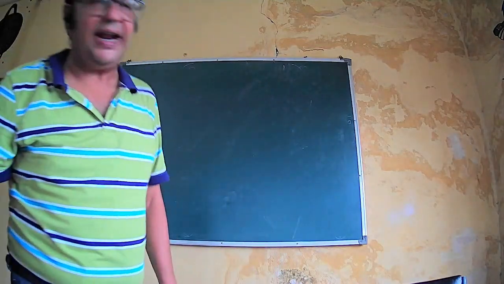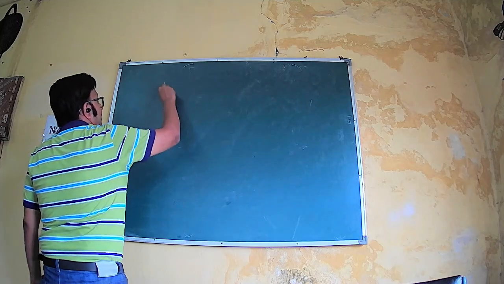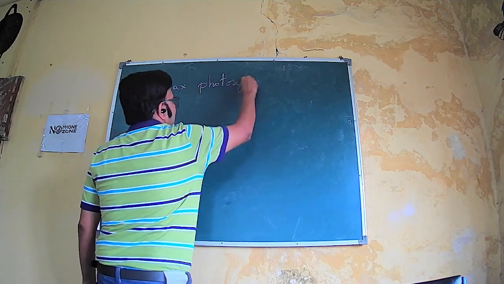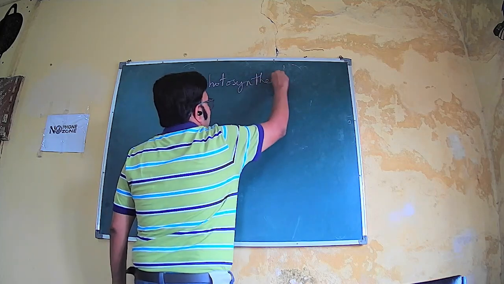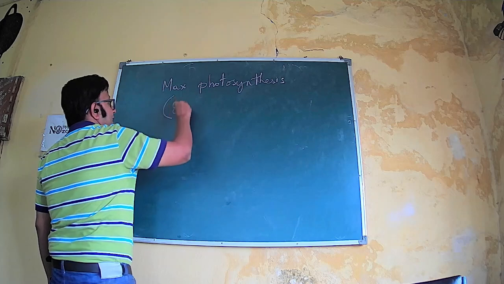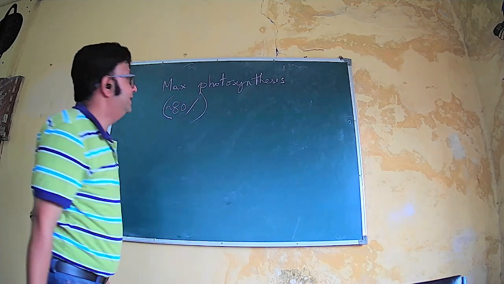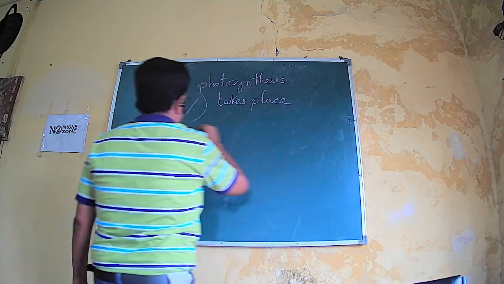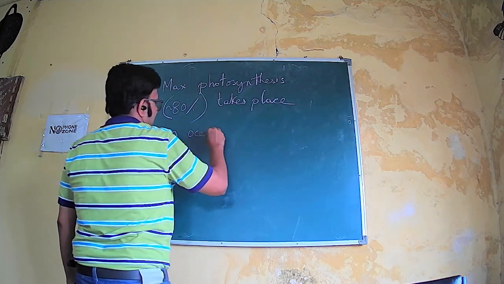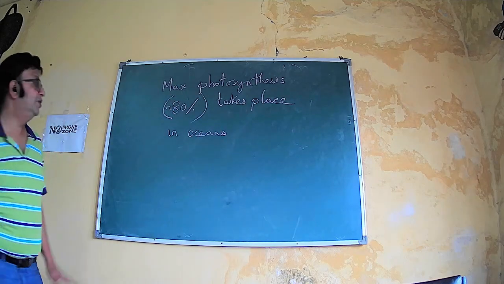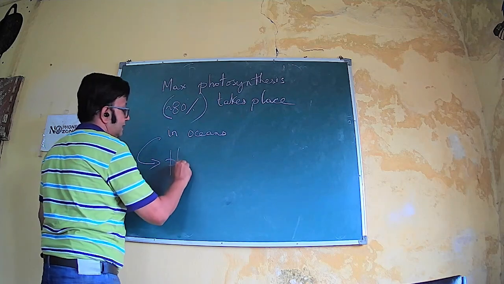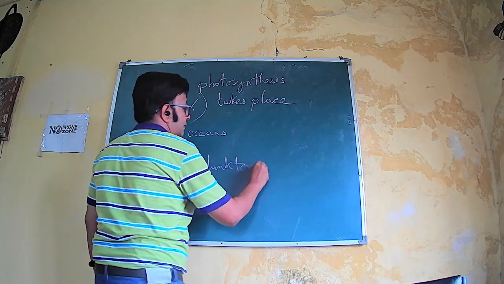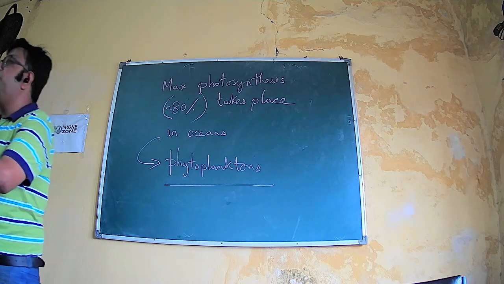So one more important fact to consider is that maximum photosynthesis, around 80% to 90%, takes place in oceans, by organisms known as phytoplankton. So big forests may not be the lungs. The lungs are the oceans.